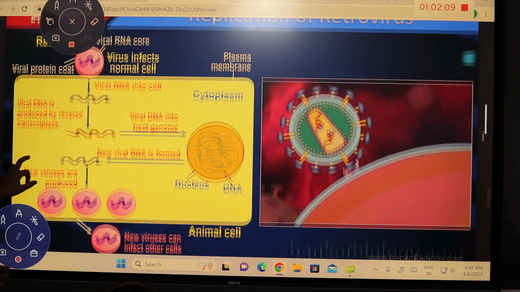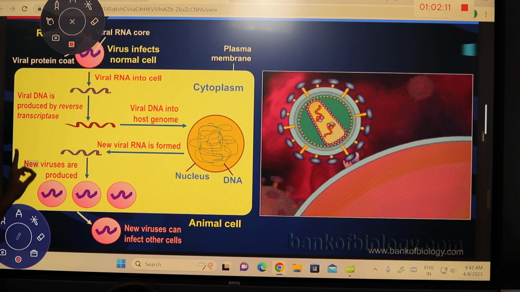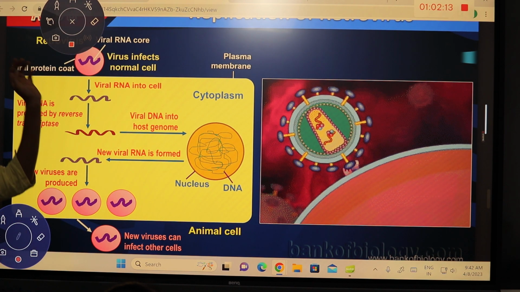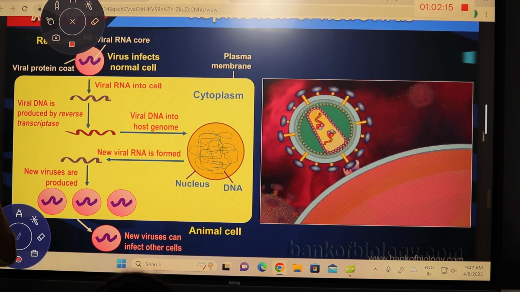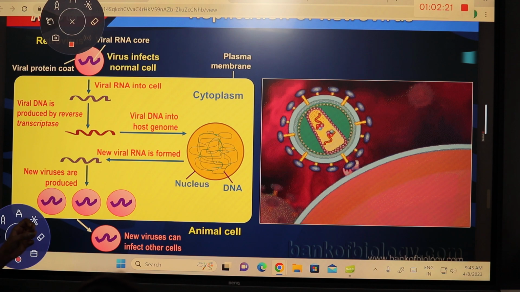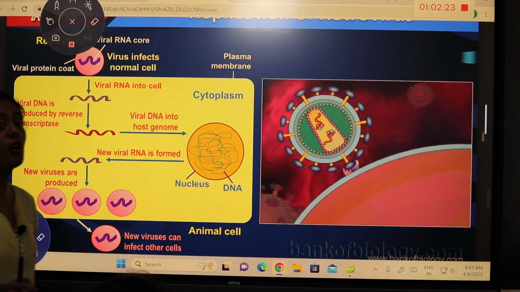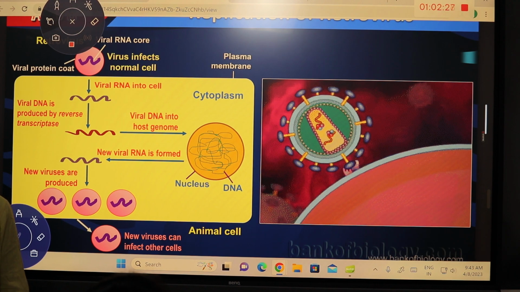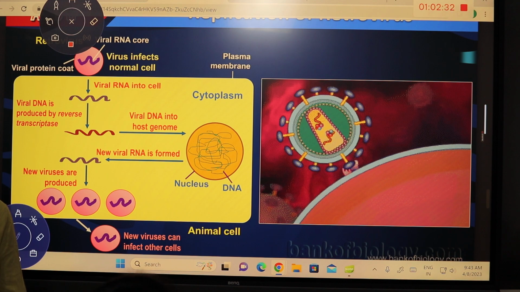Now they are going to produce new viral particles, and these new viral particles will go and attack your T lymphocytes, particularly your helper T cells. So basically it is affecting your cell mediated immunity. What is HIV affecting? Cell mediated immunity. That's very important.